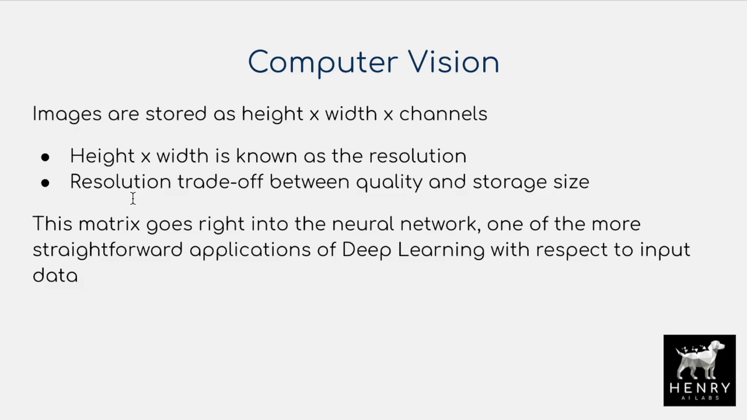But with that said, it's pretty straightforward how you take this input tensor that represents each image, and it's called a tensor because now it's 3 dimensions. It's 3 matrices of height by width pixel grids. So you just input this right into a deep neural network. Computer vision is probably the most straightforward way of understanding how this works.